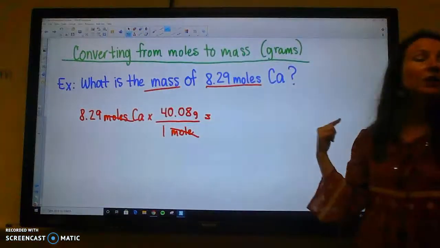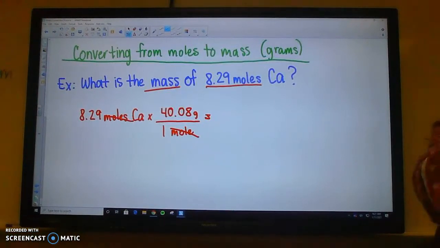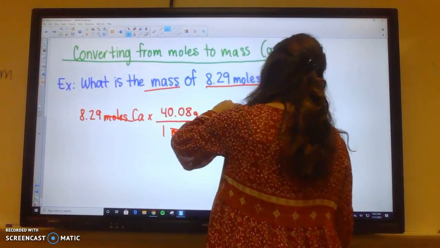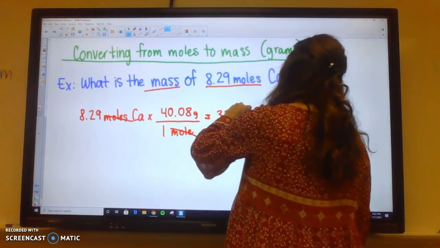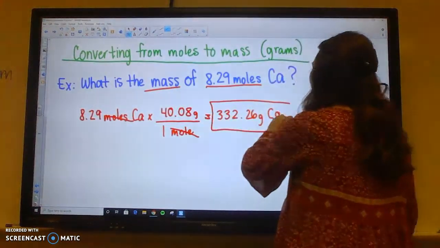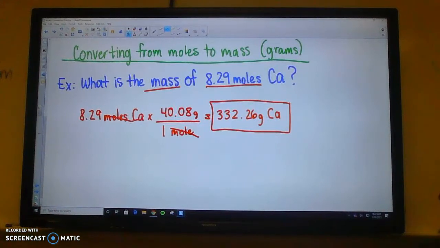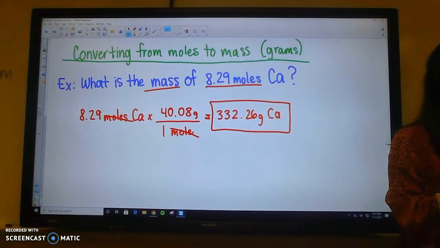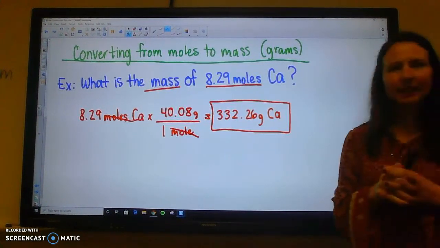All right? And so we just multiply across. We don't have to divide by the 1 in the denominator. So we're going to get like 300 and something. Is it 06? 326. Okay. That's grams of calcium. You can just write grams and not write the calcium. Okay, so any questions about this one? No? So it's making sense.